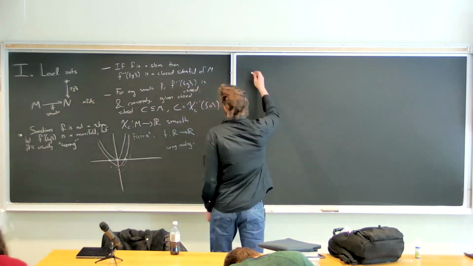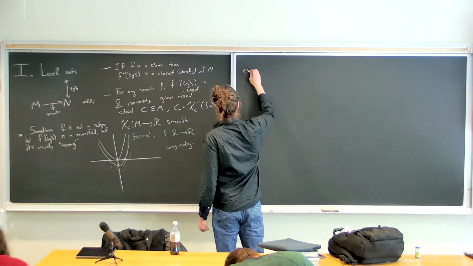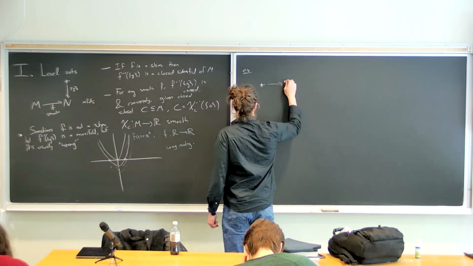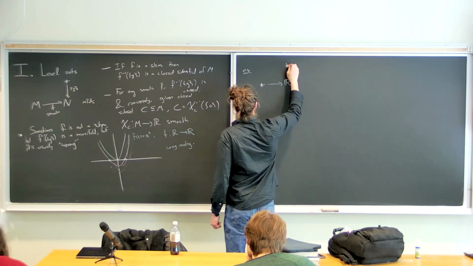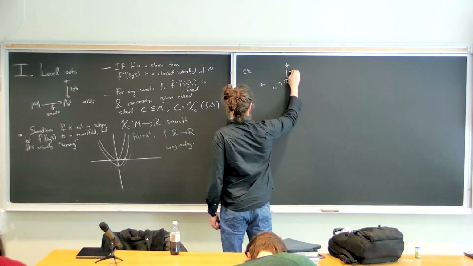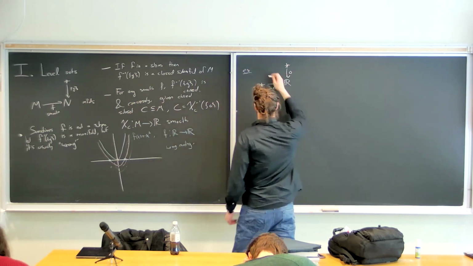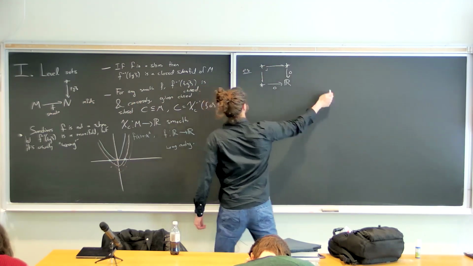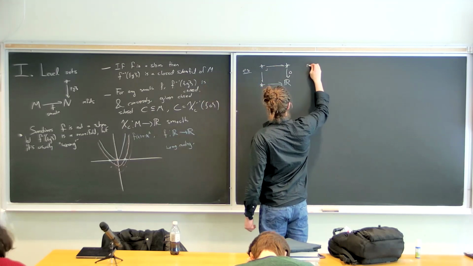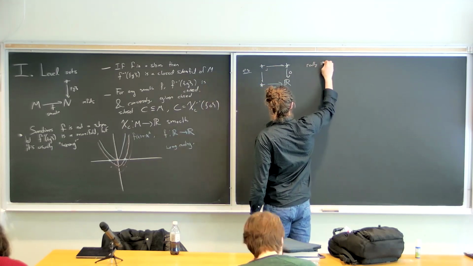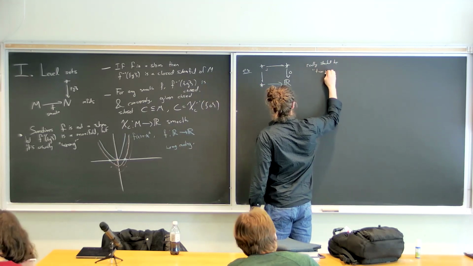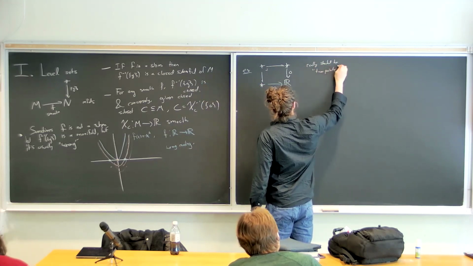Another kind of example is if I take a point sitting inside R, and I intersect it with itself. For example, I take a 0. The intersection is just a single point, but really, it should somehow be two points.